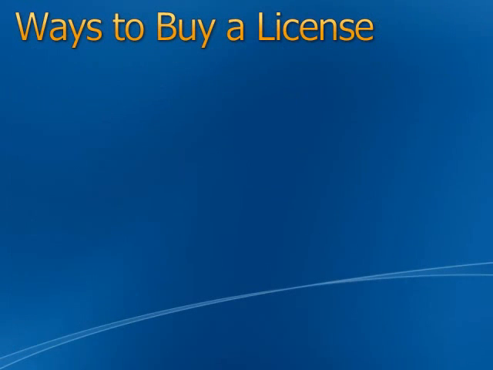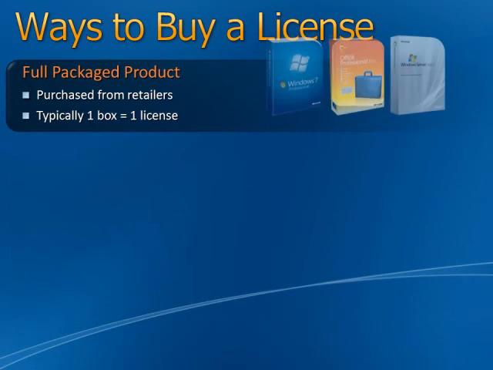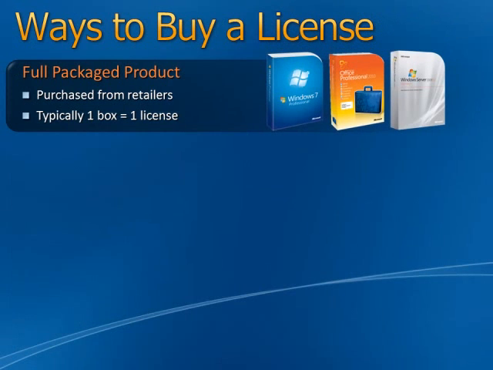There are 4 different ways to purchase a license. The first way is the full package product or boxed product, sold by retailers where you can literally just go in and buy the box from the shelf. And just note here that typically 1 box does equal 1 license, though as ever there are a few exceptions to that rule. But it is a very convenient way to purchase your software, and this does enable you to purchase on-premise software.